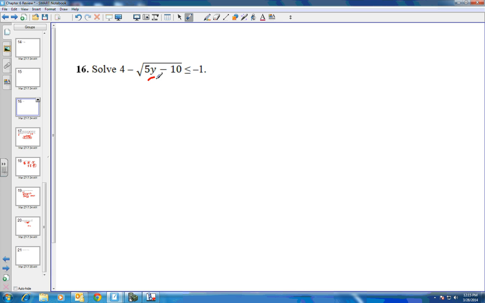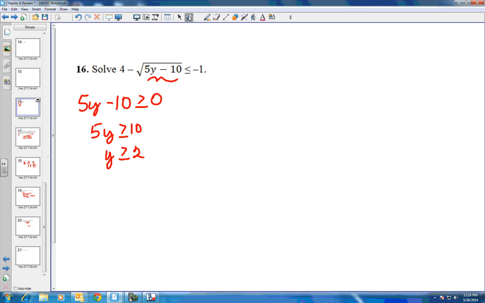Okay, we need to set what's underneath the radical, 5y minus 10, greater than or equal to 0. Because that cannot be an imaginary number. So when I solve this, I get 5y is greater than or equal to 10. So when I divide by 5, y would be greater than or equal to 2. So I'm going to have to check that to see if it's going to work. Okay, do you want to check it now or later?